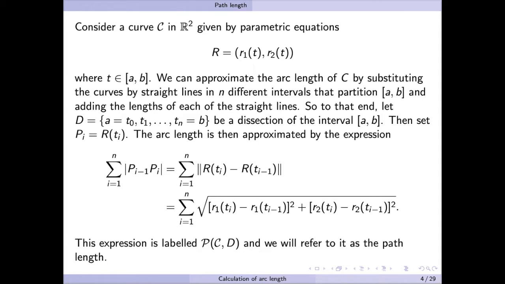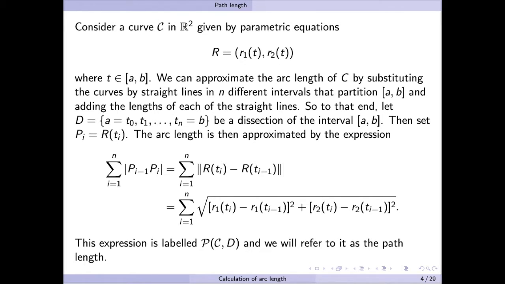So the first term here will be the length of P sub 0, P sub 1, then we'll have the length of P sub 1, P sub 2, and so on all the way up to P sub n minus 1, P sub n. Now these lengths can be calculated using the concept of the norm of a vector. The norm essentially calculates the magnitude of the vector and is a concept which is first seen in linear algebra.